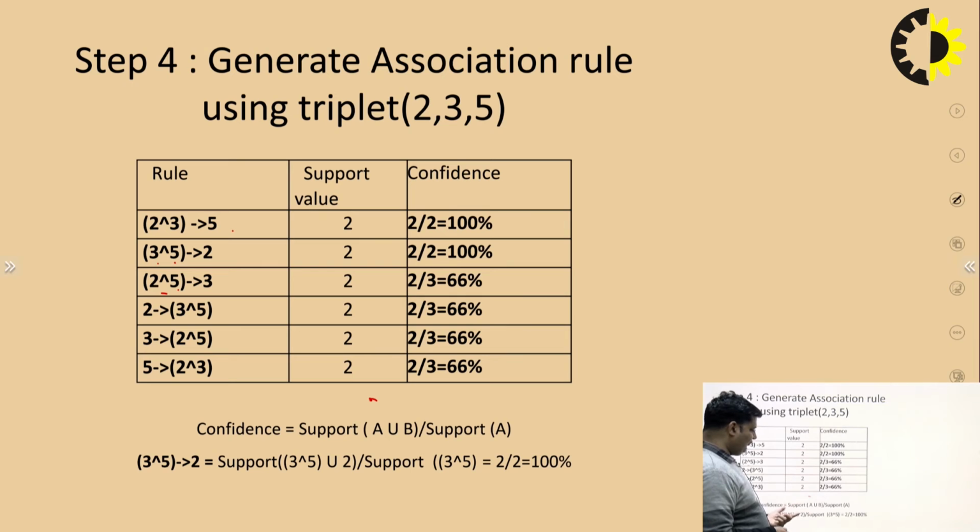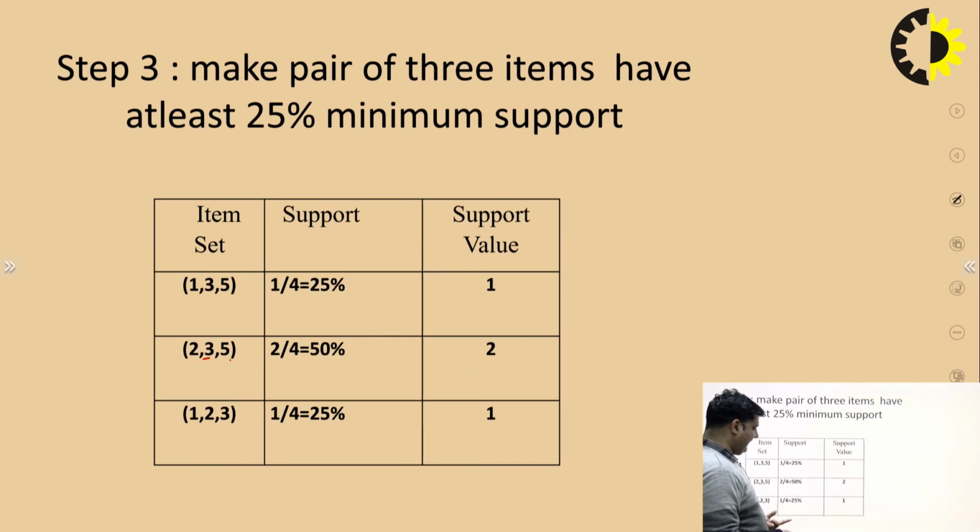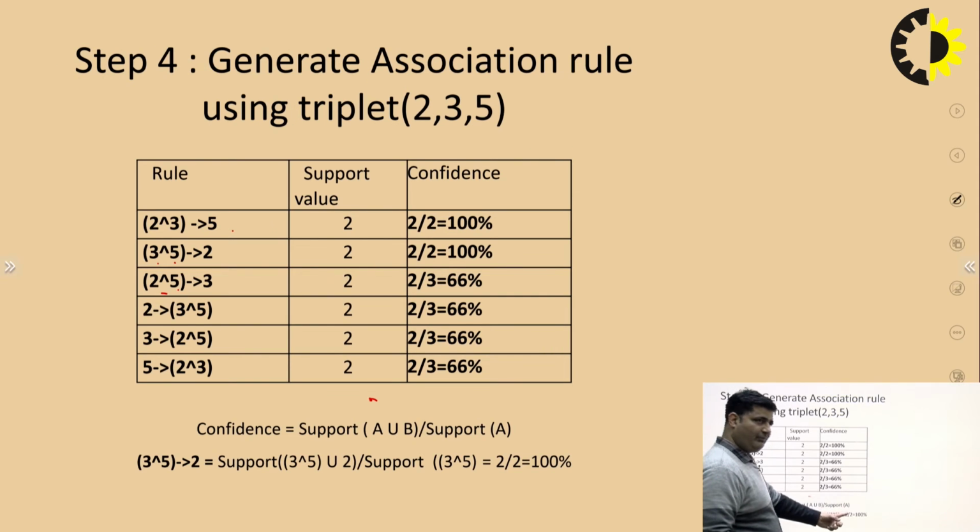And when we move on to the support of A, we move to step number 2. Here, for 3 and 5, the value is 2. Now with the help of this, we find the confidence level. So the support of A union B is 2 from step number 3. The support of A, which is 3 and 5, is also 2. When we divide 2 by 2, it is 100%.